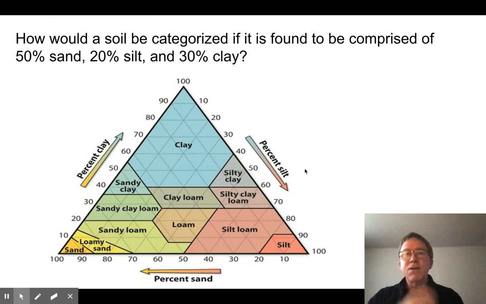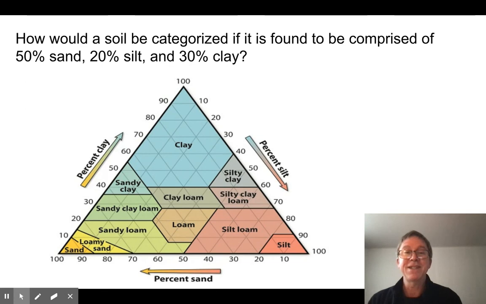No, wait, one more. Okay, we'll try one more. Okay, your turn. How would a soil be categorized if it's found to be comprised of 50% sand, 20% silt, and 30% clay? So I'm just going to wait for you to try to figure this out on your own. So just look on this right here and try to figure this out. 50% sand, 20% silt, 30% clay.